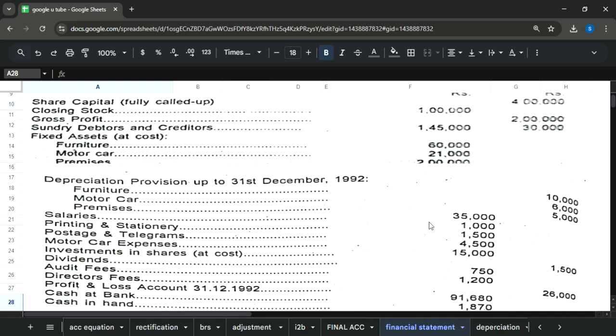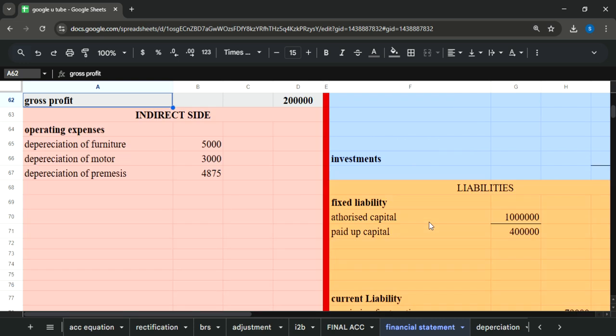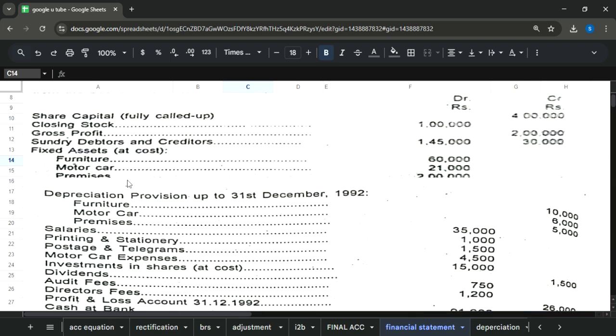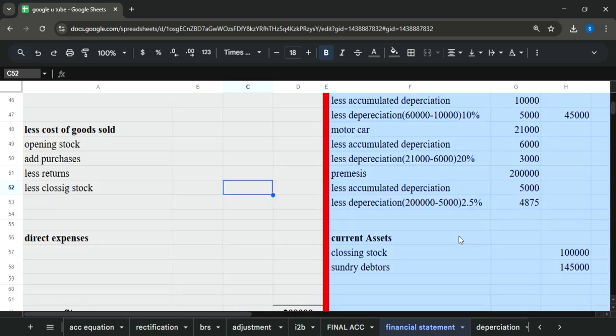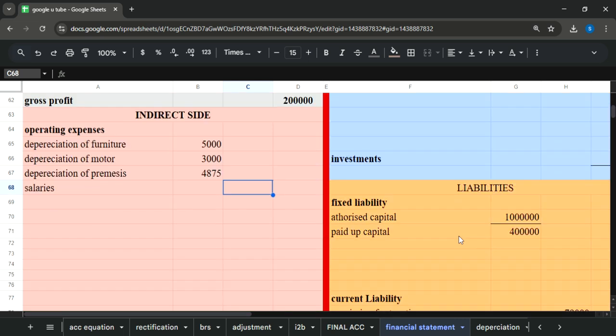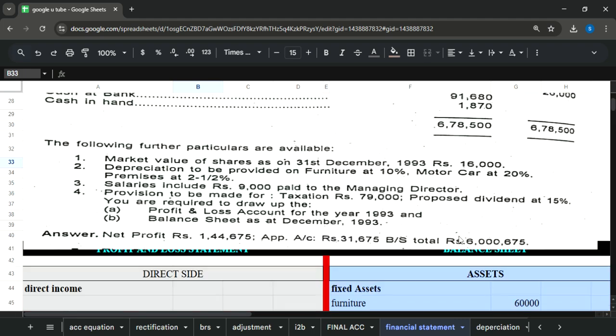Salaries 35,000, and here salaries you will mention over here. Amount of salary 35,000, put over here, and since no adjustments of adding or subtracting is present, you can transfer all of the amounts over here. In this way we have completed salaries.